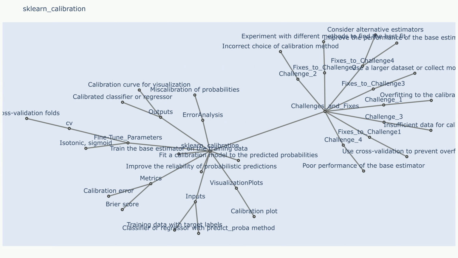Use synthetic data. Generate synthetic data based on the existing data to augment the calibration dataset. Employ transfer learning. Leverage a pre-trained model that has been calibrated on a larger dataset to improve calibration with limited data.